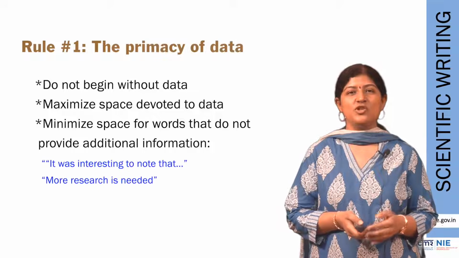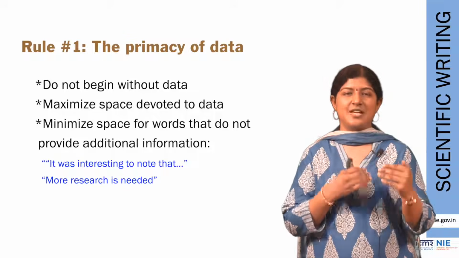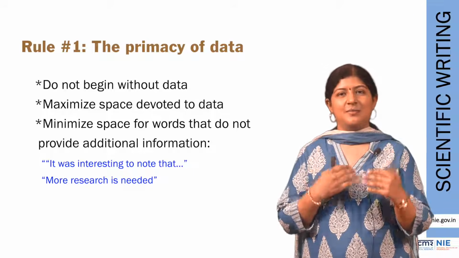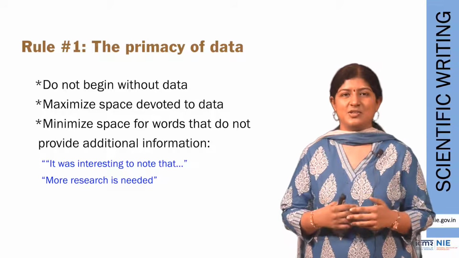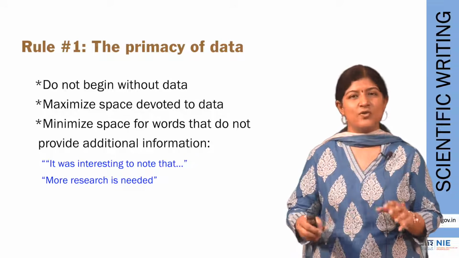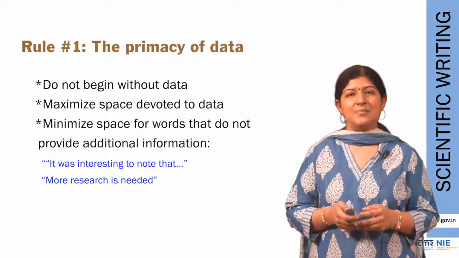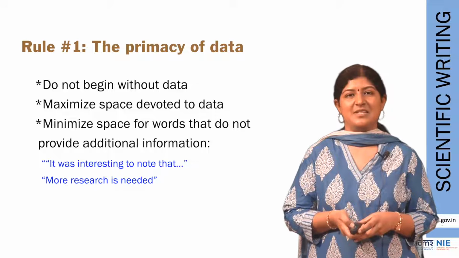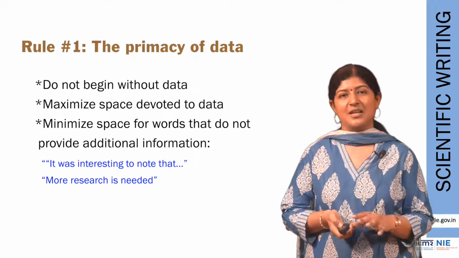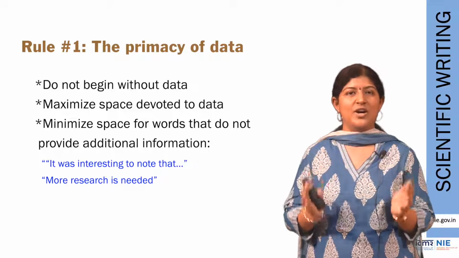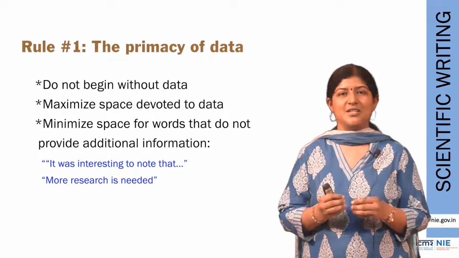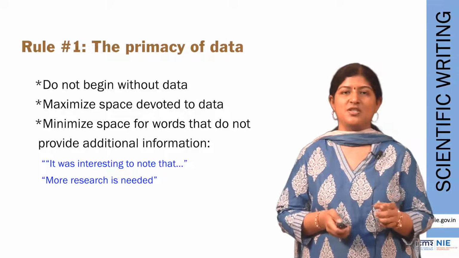Having seen what should go into the various sections of a structured abstract like the background, the methods, the results and discussion, one of the key rules that you need to remember is, overall, throughout your abstract, the primacy of data should be maintained. You should not begin writing your abstract without having data, and most of the words that you write in the abstract should be revolved around the data that you have generated as part of your research work.